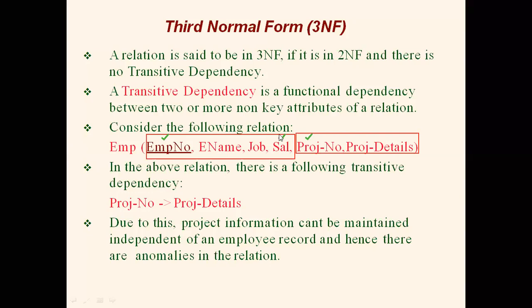Apart from this, suppose I want to make a relational table of these two tables, I can easily make a relational table. Why can I make it? Because in this relational table we have a key, that is employee number. It means we have a primary key, and in the other relational table, project number can be made the primary key.